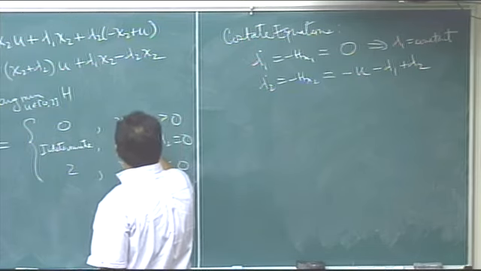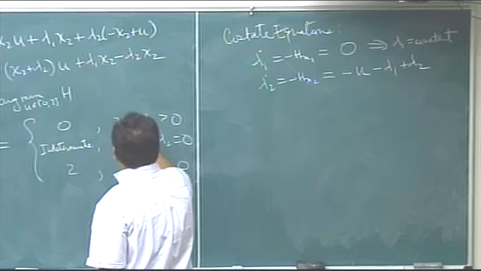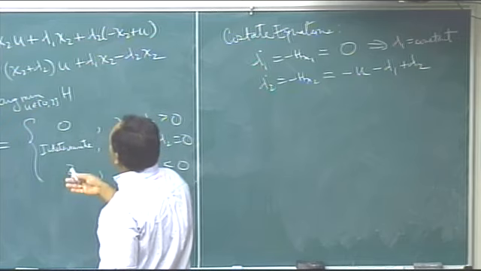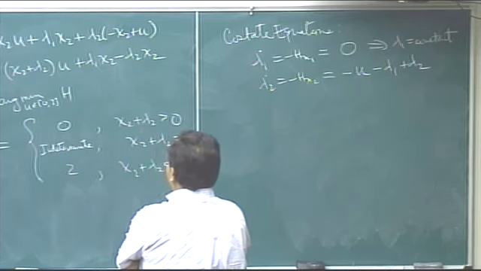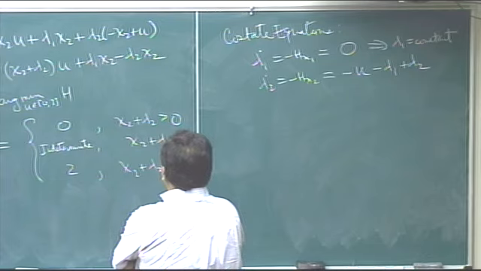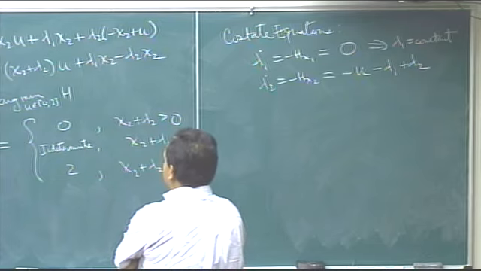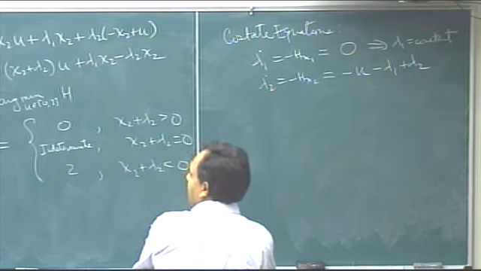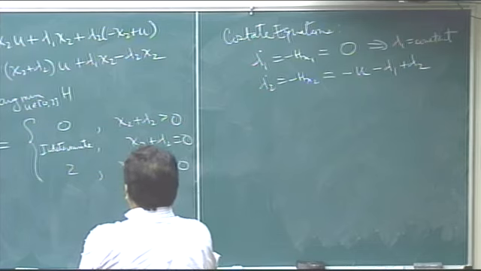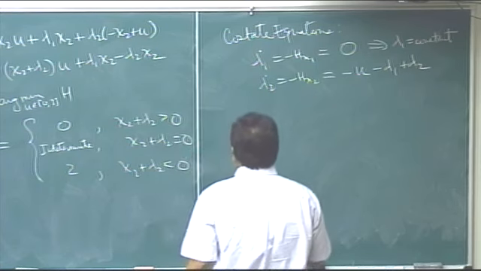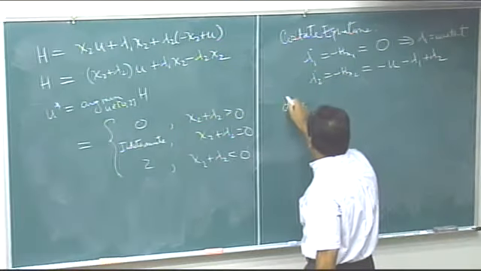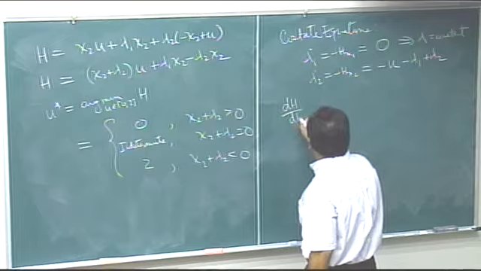Can x2 plus lambda 2 be greater than 0? So the way we do that is we can look at the Hamiltonian, and we can see that the Hamiltonian in this case has to be constant, right? So if the Hamiltonian has to be constant on this solution, we know that its rate of change has to be 0. So we can look at dH dt. Let's just take dH dt. What happens if I take dH dt in this particular case?